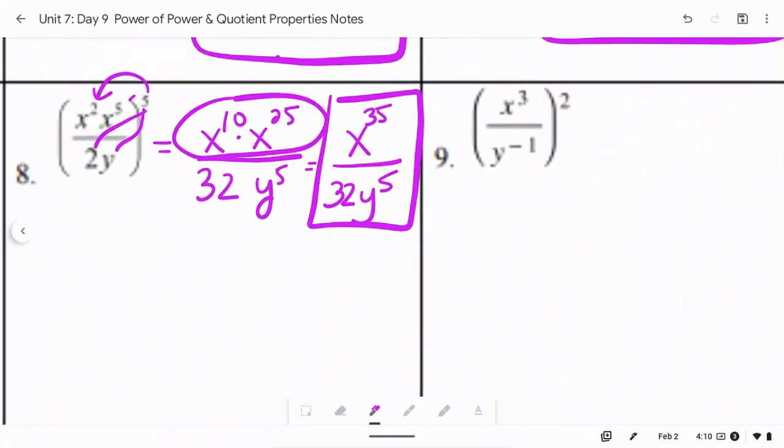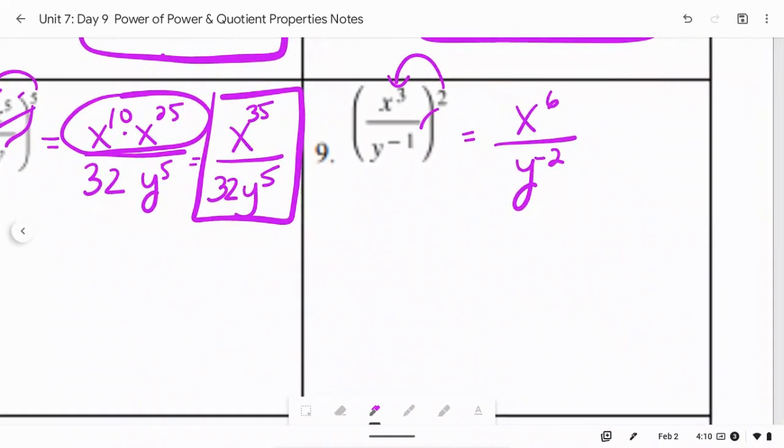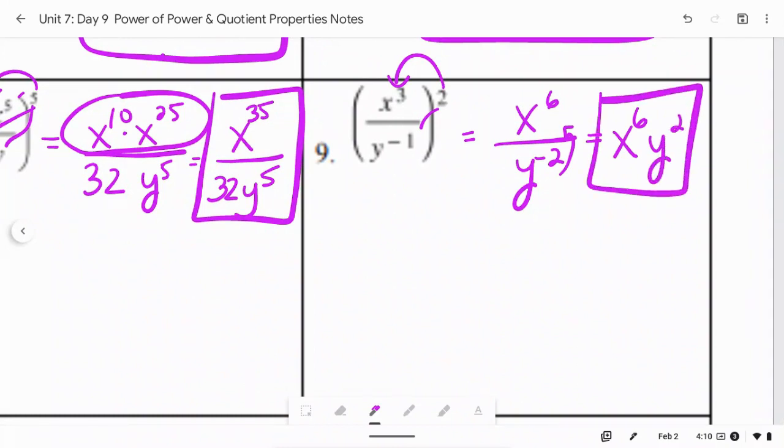In example 9, I'm going to distribute. So I get x to the 6th over y to the negative 2. And then I can't leave my answer like this because I can't have a negative exponent. So I'm going to bring down x to the 6th and move y to the 2nd up into the numerator. So final answer, x to the 6th, y to the 2nd.